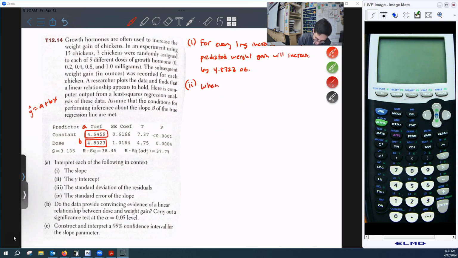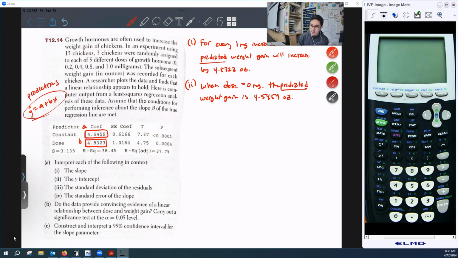So when dose equals 0 milligrams, the predicted weight gain is 4.5459 ounces. Now you'll notice that in both of these interpretations, I'm using the words predicted weight gain. I'm not talking about the actual weight gain, because our regression lines help us get predictions. They don't tell us the actual weight gains, the actual values.